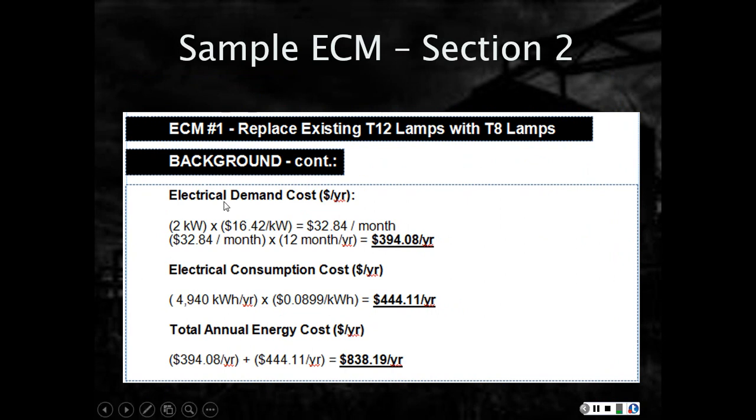To continue the electrical demand cost, we have 2 kilowatts times $16.42 is $32.84 a month. $32.84 a month times 12 months, it's costing us $394.08 a year for demand. The electrical consumption cost, they're paying almost 9 cents per kilowatt hour times the 4,940 kilowatt hours. They have another $444 in consumption. So their total annual energy cost is $838.19.